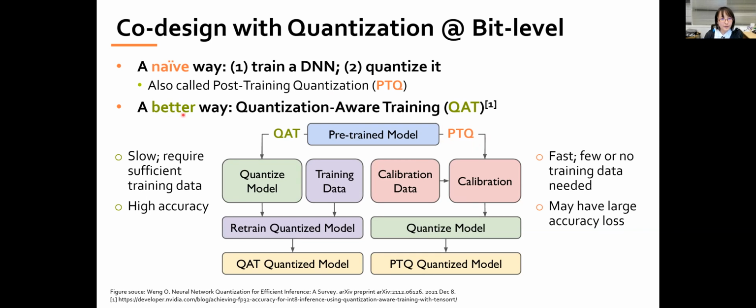A better way for co-design is to apply quantization-aware training. On the right side, with quantization-aware training, we pre-train the model, and then we keep fine-tuning it iteratively, and eventually we get a very good model. This is slow and requires sufficient training data, but of course it gives much, much higher accuracy. I would encourage you to look at this link here, because quantization-aware training has been really well developed and integrated into a lot of training frameworks. So I will not go into detail here.